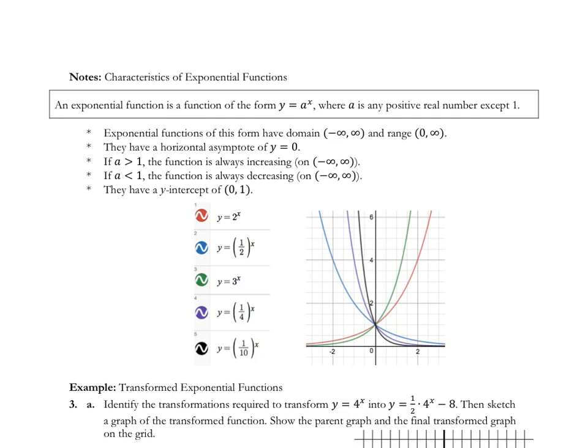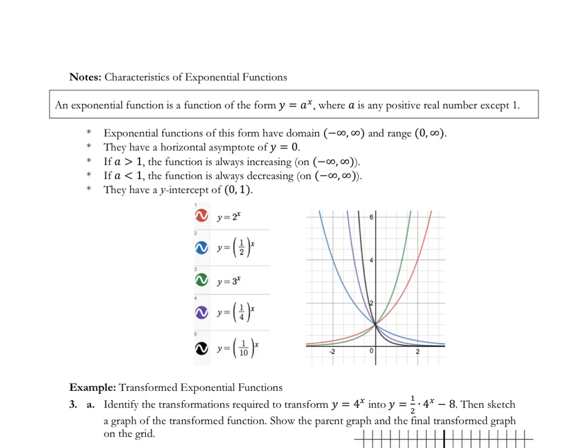So first of all, exponential functions in this format will always have domain all real numbers, and then they'll have range 0 to infinity. So looking at these samples down here, you see that you can plug in any x value that you want, but you can only get out positive y values. So that's why our domain is -infinity to infinity and range is 0 to infinity.